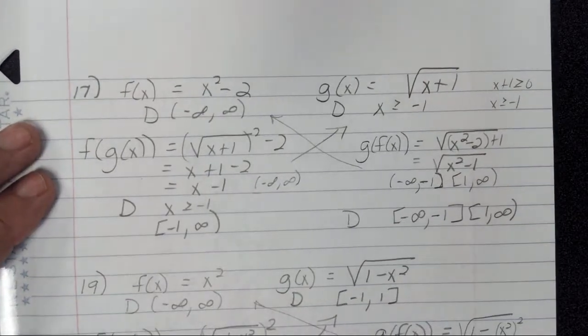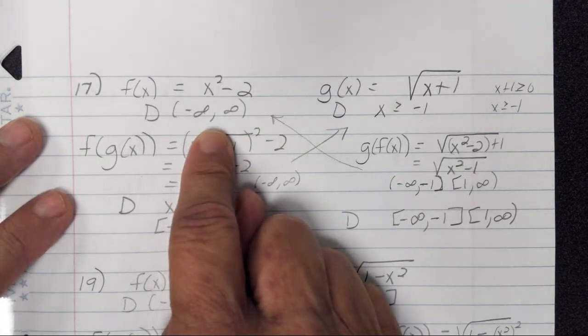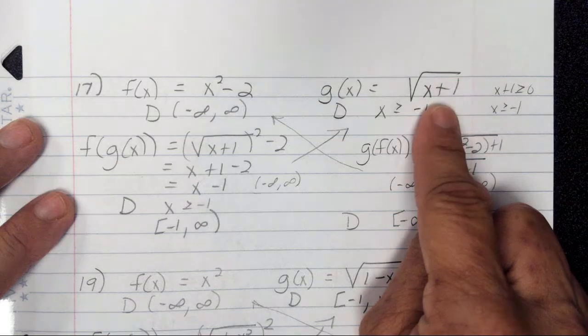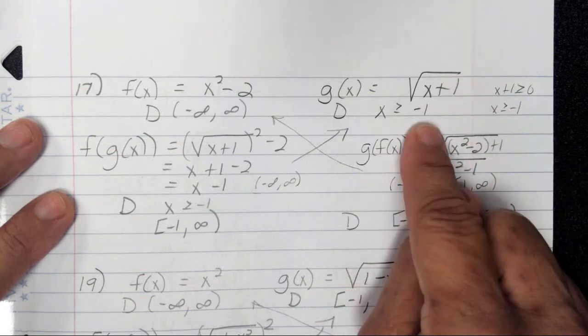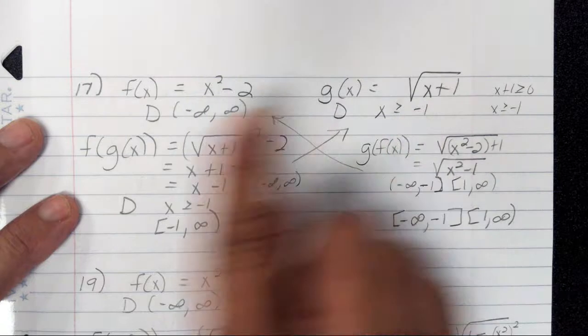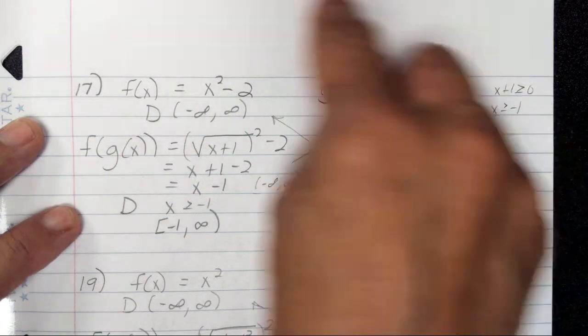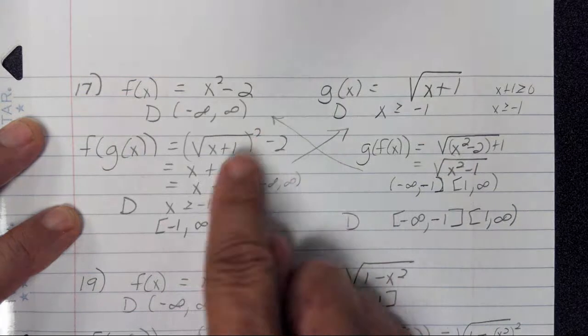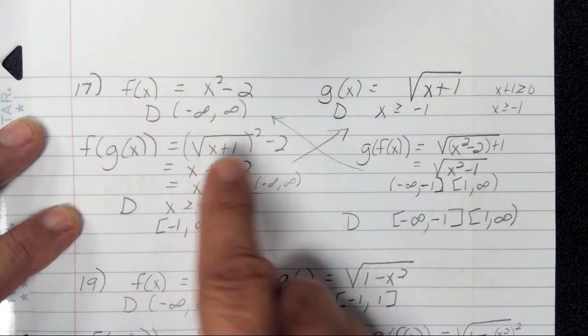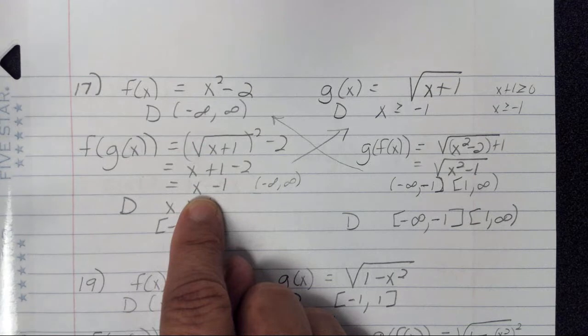17. Parabola, all real numbers, right? Square root has to be greater than or equal to 0, so x has to be greater than or equal to negative 1. F of g of x says take this, put it there. So when I square a square root, the square root goes away, and when I simplify, I'm left with x minus 1. What am I graphing when I graph x minus 1? A line.